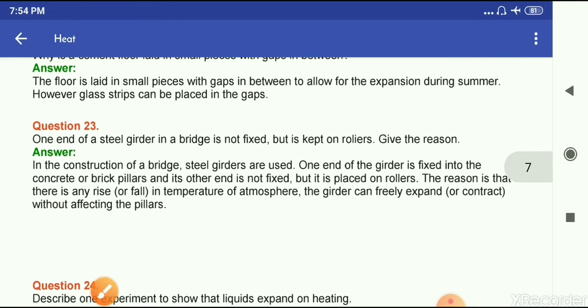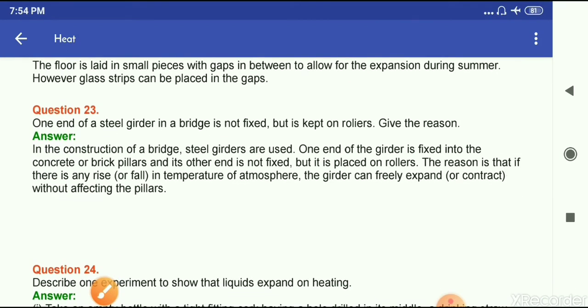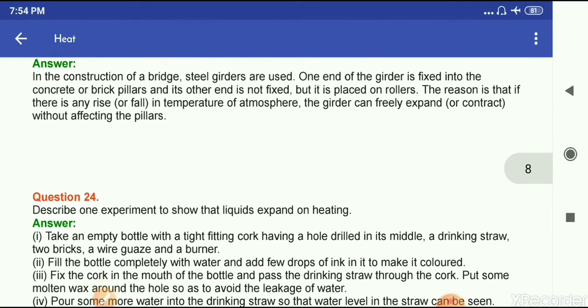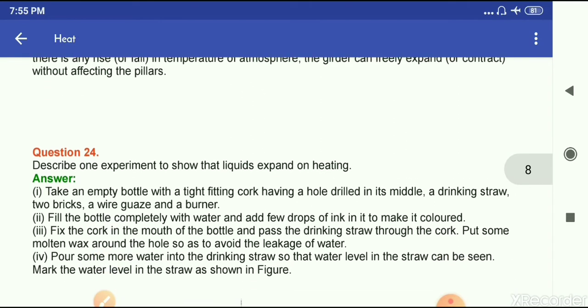Question number 23. One end of a steel girder in a bridge is not fixed but is kept on rollers. Give the reason. In the construction of a bridge, steel girders are used. One end of the girder is fixed into the concrete or brick pillars, and its other end is not fixed, but it is placed on rollers. The reason is that if there is any rise or fall in temperature of atmosphere, the girder can freely expand without affecting the pillars.